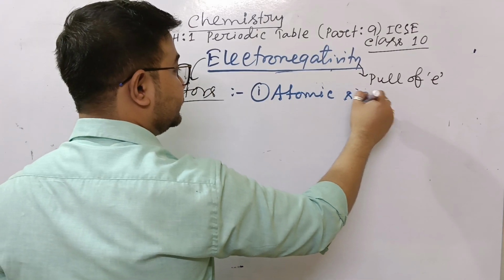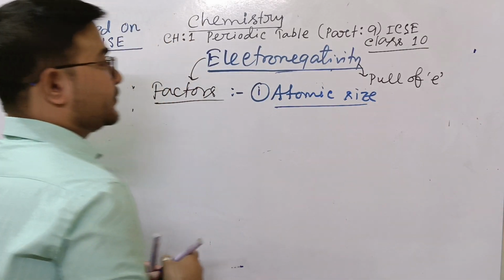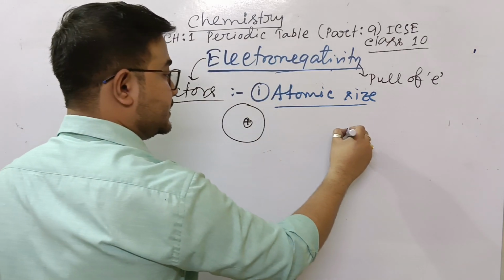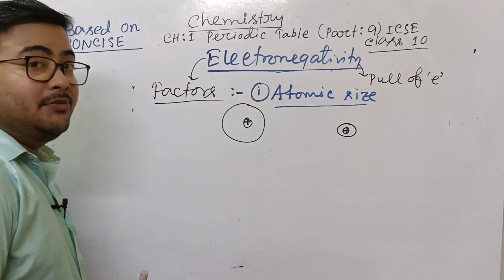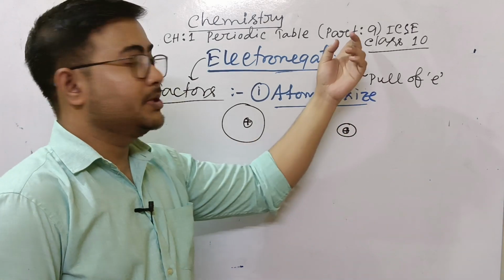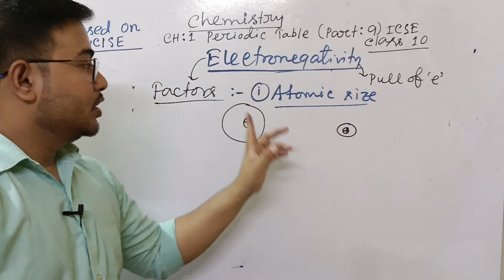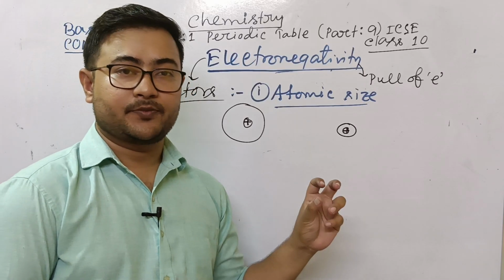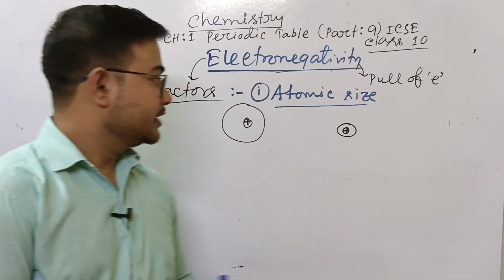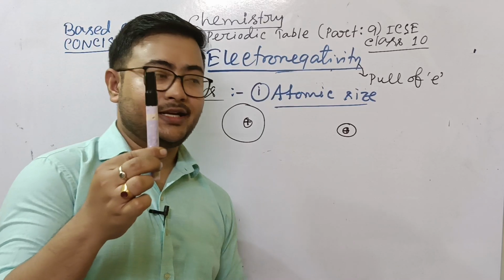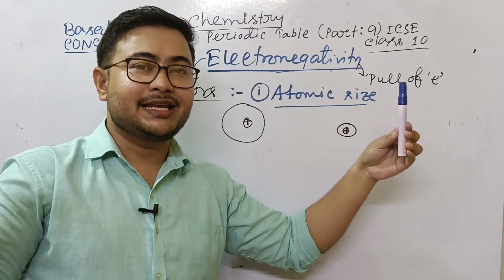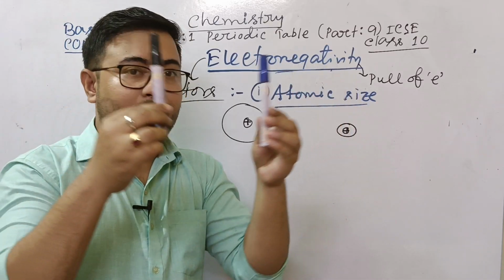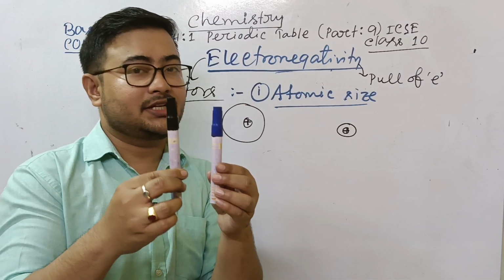Atomic size. Suppose this is an atom and this is another atom. Tell me, I already discussed several times in the previous parts, which atom has more tendency to pull the electron? Again, one time, suppose it is a magnet and it is iron. If the distance increases, attraction decreases.